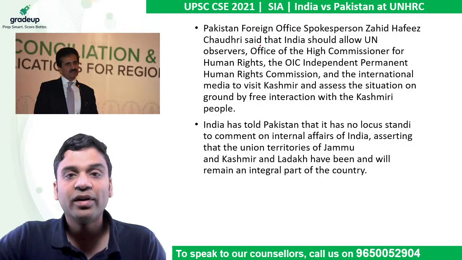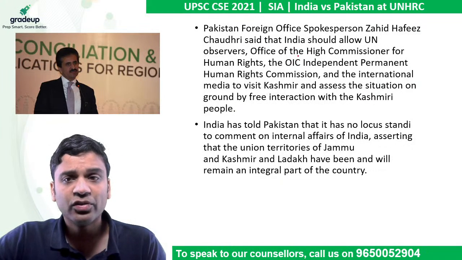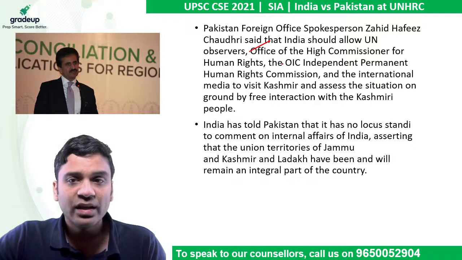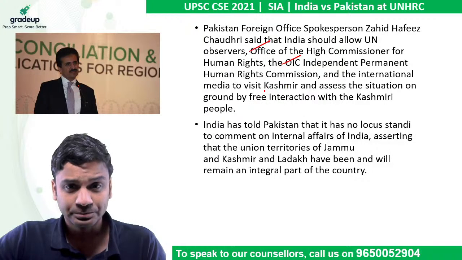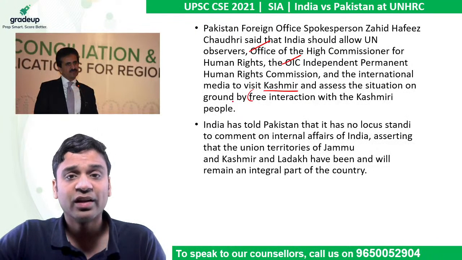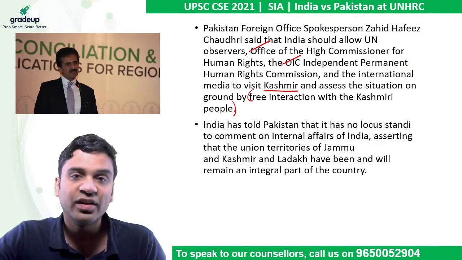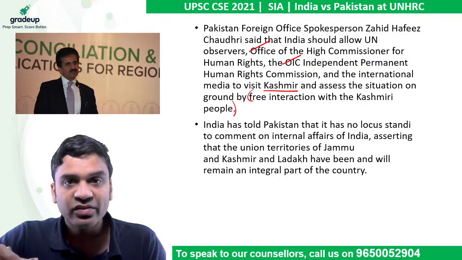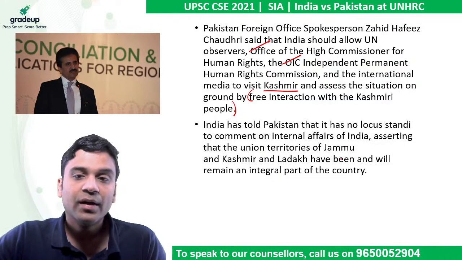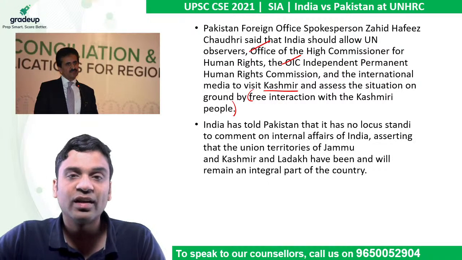So we have actually responded to the Pakistan Foreign Office spokesperson, Mr. Zahid Hafiz Chaudhry. He had said he wanted the Office of the High Commissioner for Human Rights and the OIC Independent Permanent Human Rights Commission to visit Kashmir and have a free interaction with the Kashmiri people. Presently, some foreign envoys are visiting J&K, which we've covered in another video on Pakistan internationalizing the Kashmir issue. Today's class is more about the UNHRC. Mainly after the abrogation of Article 370, Pakistan has been trying to internationalize the Kashmir issue.